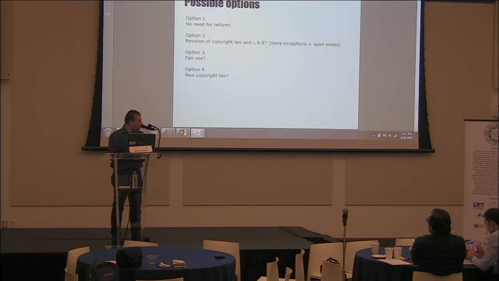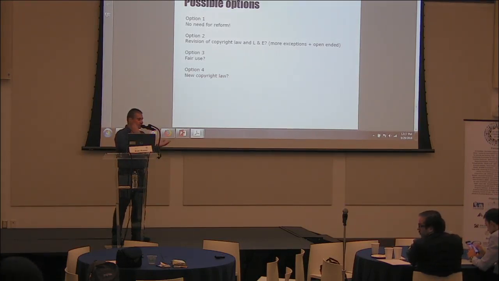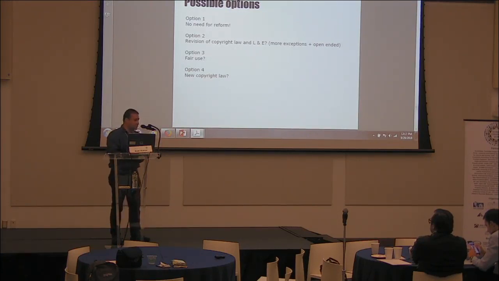The second option, revision of copyright law. And when I say revision, it means making amendments here and there, okay? Including more exceptions, the exceptions that we spoke about, and sometimes making them more open-ended. So this is something they can do. Instead of just making the exceptions exclusive as they are now, they could make them broader and say that we will have more exceptions or allow an authority later on to determine other exceptions. Fair use is one of the things that can be included or thought about.